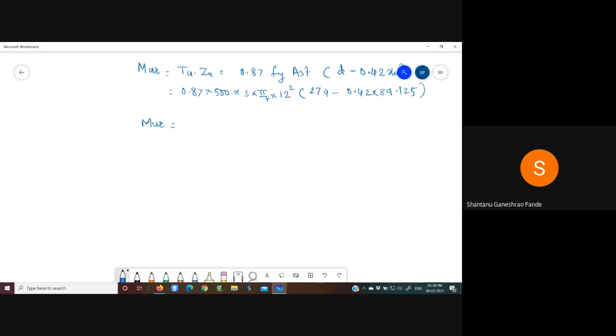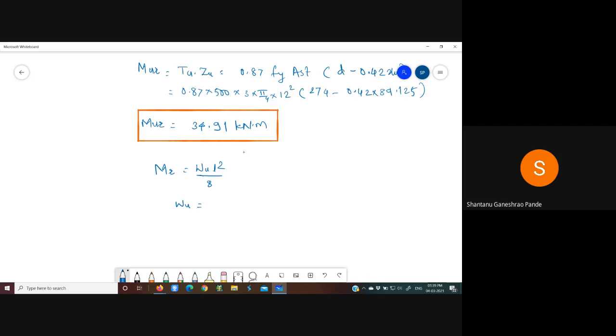What is the value of MUR you are getting? 34.91 kilonewton meter. So this is the ultimate moment of resistance of the given RC section. Now, the next part of the question is to calculate the ultimate load carrying capacity. For that you have to equate moment of resistance with external bending moment. External bending moment for a simply supported beam subjected to UDL will be wL square by 8. L value is given as 3 meter. Accordingly you can calculate Wu.